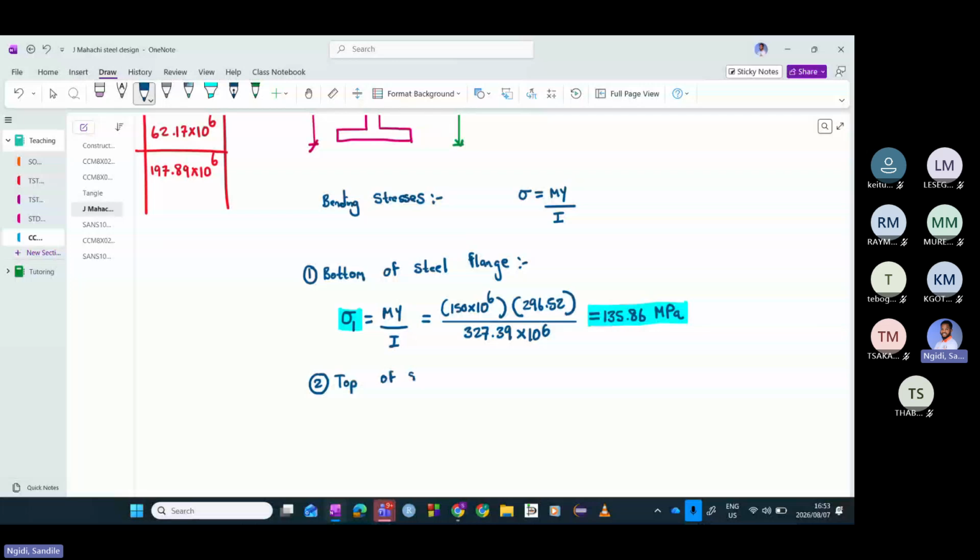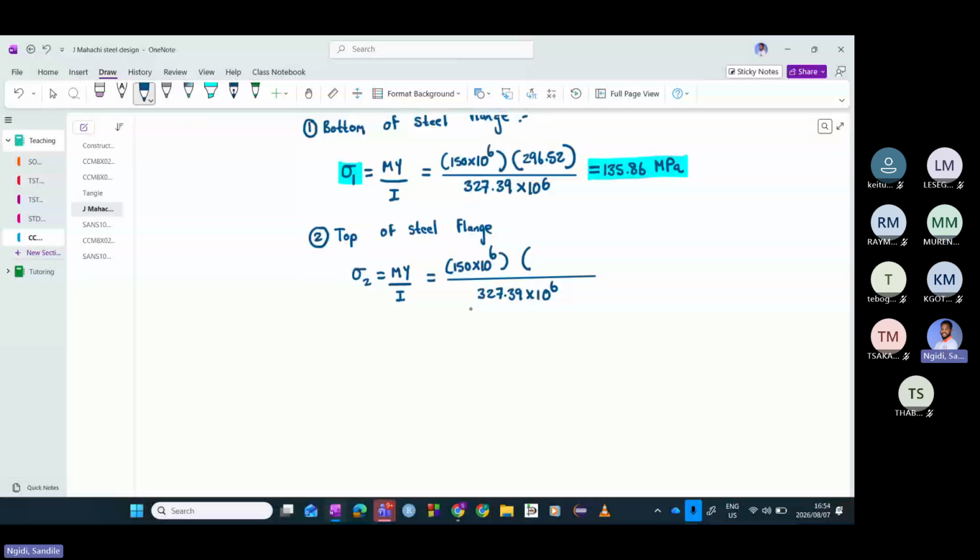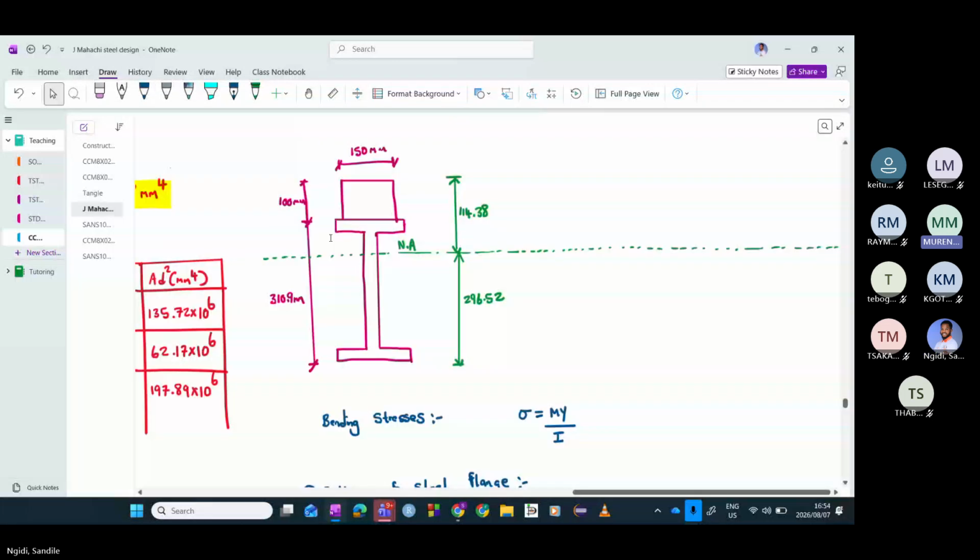And then the value that is going to change is the value of y. What's the value of y that we're going to use now in this case? I think it's 14.38. How did you get 14.38? I took the height of the flange, then I subtract by the value of y, which is 296.52. Which is 296.52. I agree.